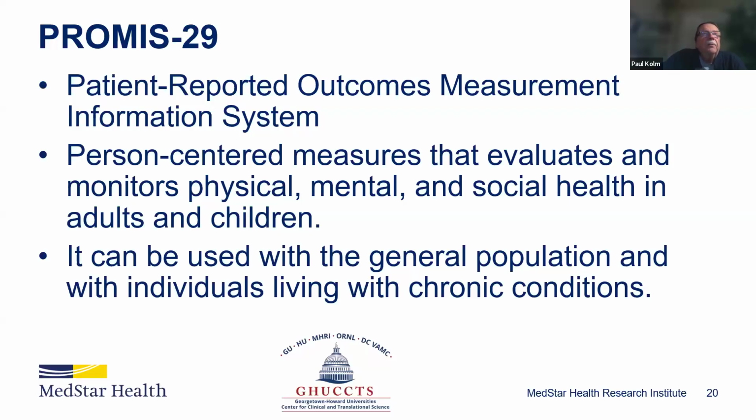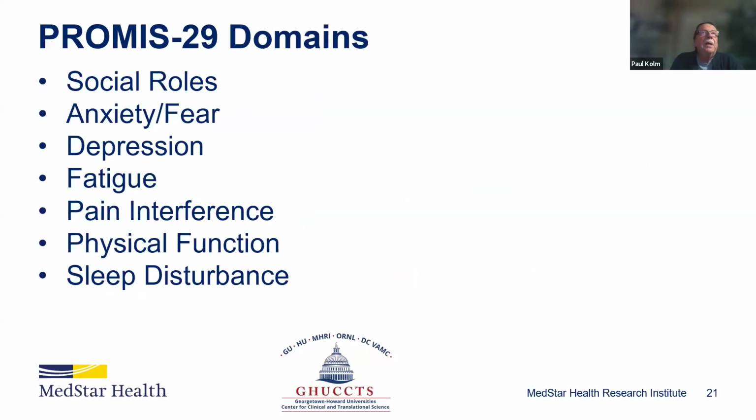If you're looking for an instrument or a tool to measure these sorts of things, this is a good one to use. The PROMIS-29 has 7 domains: social roles, anxiety, fear, depression, fatigue, pain interference, physical function, and sleep disturbance. And so you get a score for each one of these domains. For social roles and physical function, a higher score means you're doing better. For the rest of them, anxiety, fear, depression, and so on, a higher score means you're not doing as well.